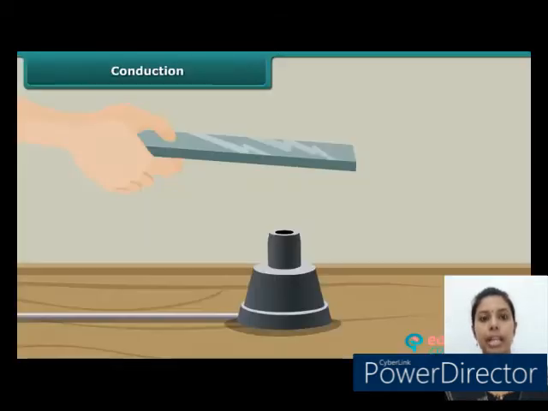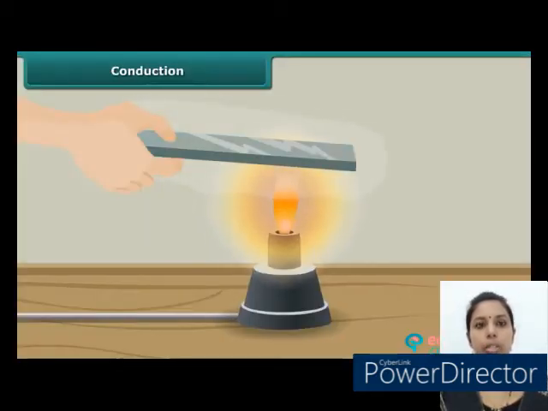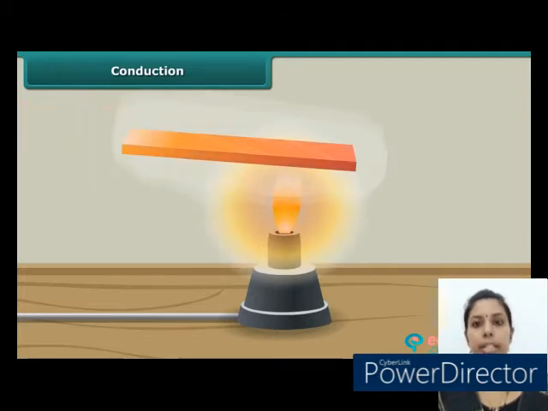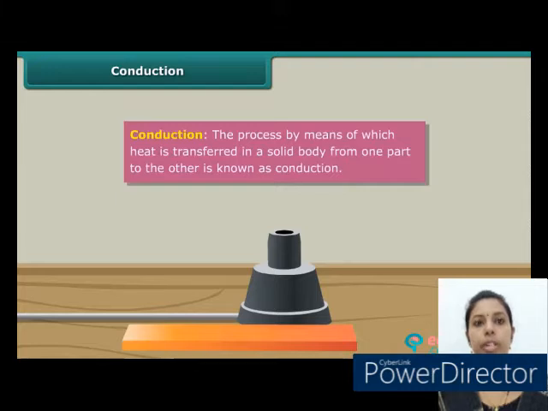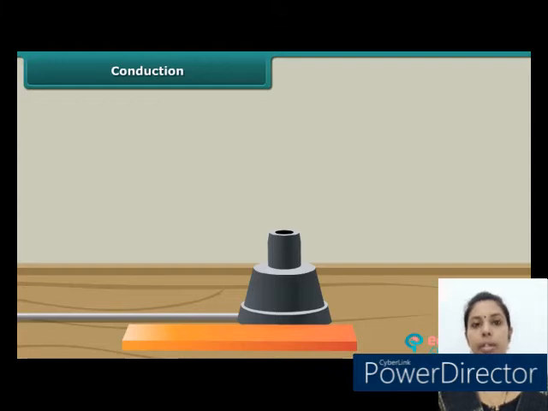Let's perform an experiment. Take a metal rod, hold one end and heat the other end. In the beginning, the end of the rod in the hand is not hot. However, very soon we find that the end becomes hot and we are not able to hold the rod any longer. It means that some heat has been transferred. The process by means of which heat is transferred in a solid body from one part to other is called conduction. Conduction happens mainly in solid.